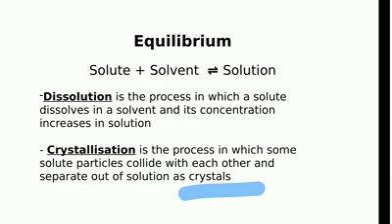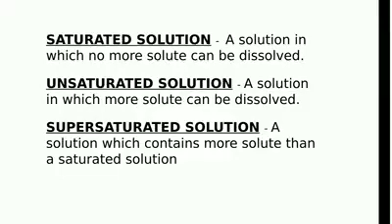So, this is the crystallization process. When dissolution and crystallization occur simultaneously, there is a stage when the number of solute particles coming into the solution is equal to the solute particles separating out of the solution. So this is the stage which is called the equilibrium state. In this case, solute plus solvent is in equilibrium with the solution. So this is also called dynamic equilibrium. Now we'll study the types of solution.